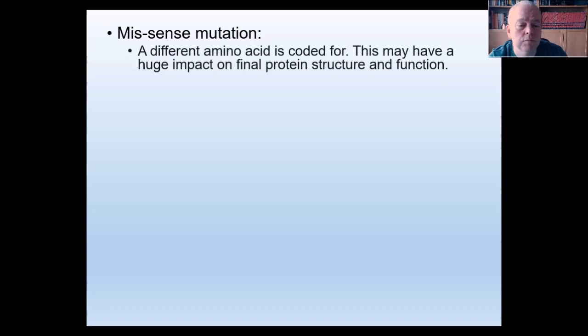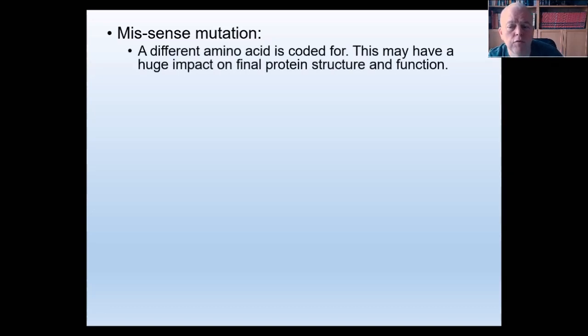Okay, so the next example to look at is our missense mutation. With a missense mutation, it's a fundamental difference in that we're going to end up coding for a different amino acid. If we code for a different amino acid, that can have a dramatic impact on the final tertiary structure or quaternary structure of our protein. We'll look at a particular example.